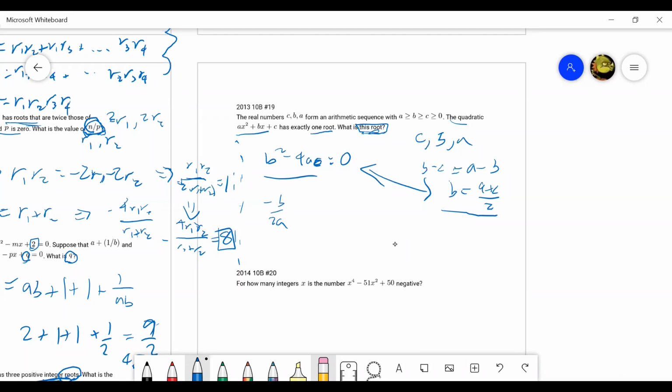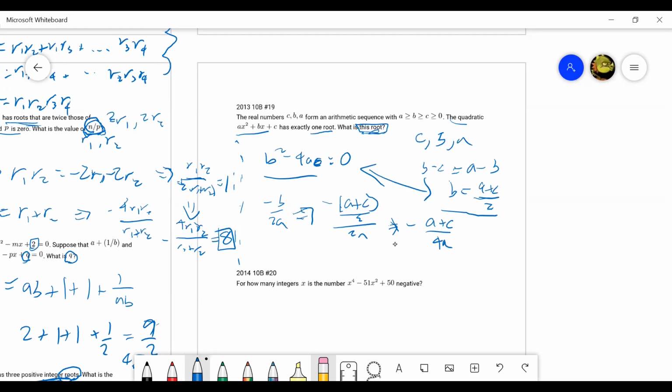So what I chose to do is to change this negative b over 2a, the solution, by plugging in a plus c over 2 equals b here. We can just have this as negative a plus c over 2 over 2a. These are the same thing since b equals a plus c over 2. So we know that we're really just trying to find negative a plus c over 4a.